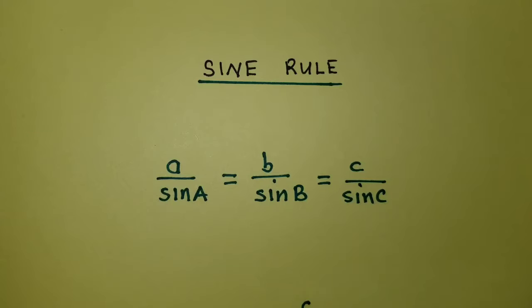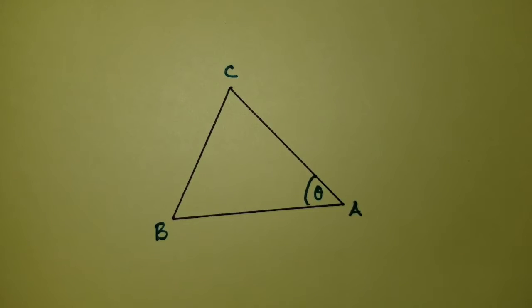Now let's look at a non-right angled triangle, how it looks. Okay, so right here, this is a non-right angled triangle. This is because it has got no 90 degrees.